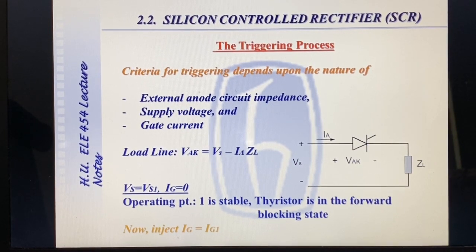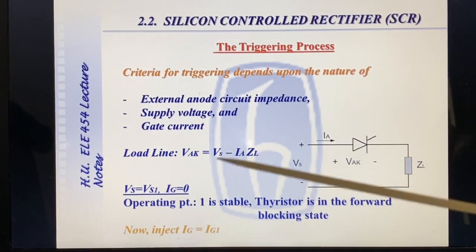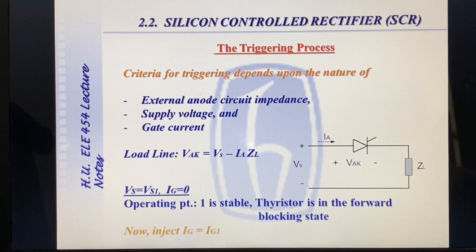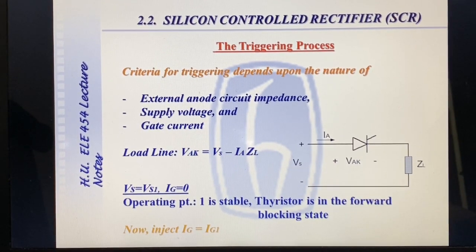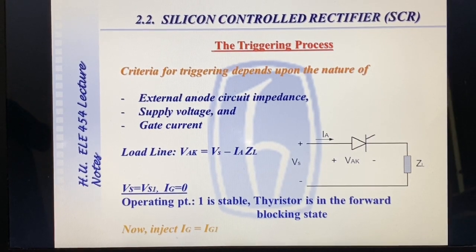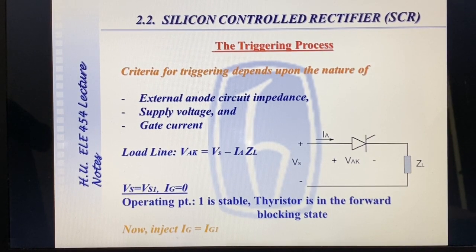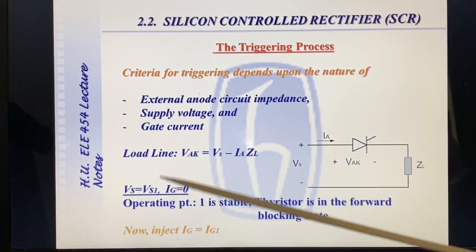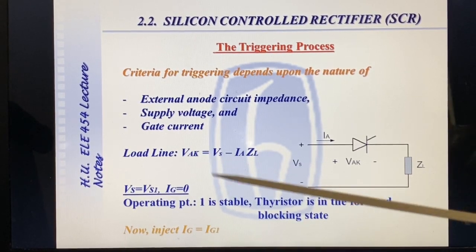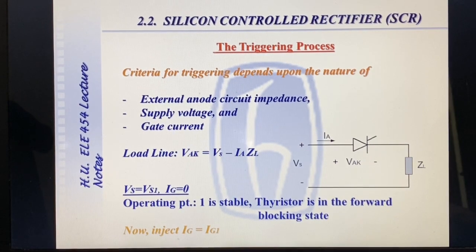First of all, let us consider the load line of the electrical circuit. VAK is equal to supply voltage minus anode current times the load impedance. The load may be resistive or, in most cases, resistive inductive in nature. Let us start with Vs equal to Vs1 in magnitude. Again, for the sake of simplicity, we assume that the source is a DC source and the gate current is 0, so there is no triggering.